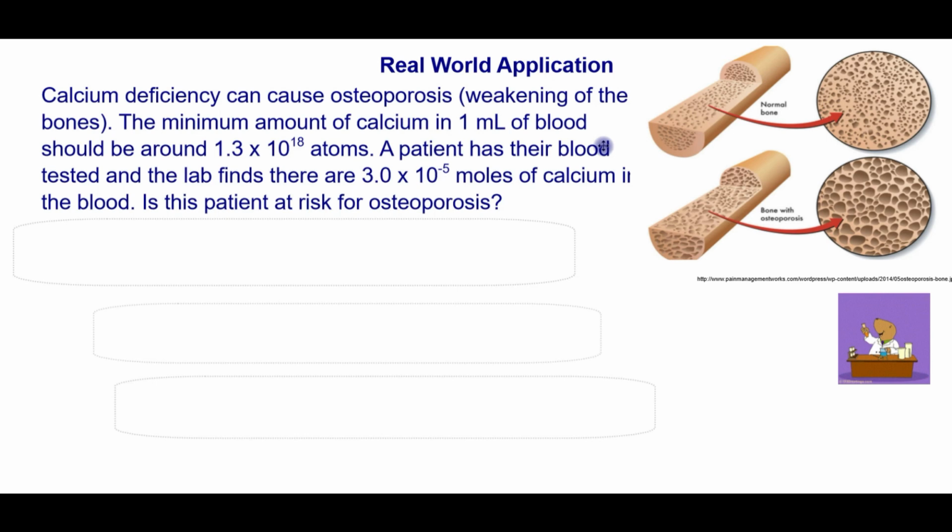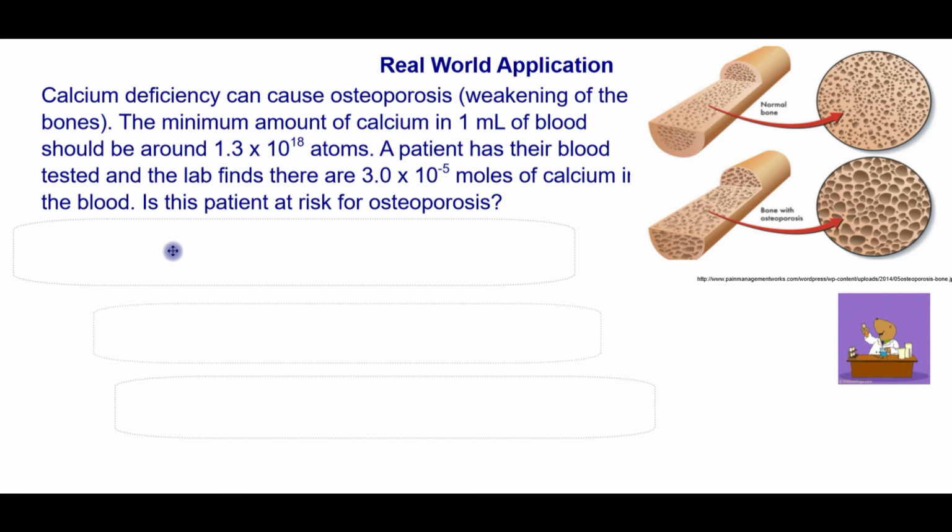Let's try the real world application. Pause the video once I explain it. We have a minimum amount that the FDA says we should have: 1.3 times 10 to the 18th atoms in 1 milliliter of blood. And the lab reports that the patient has 3.0 times 10 to the negative 5th moles. And so we need to convert so we can compare. I converted the patient's value to atoms to compare. Of course, you could do it the other way, but I chose to do moles to atoms.